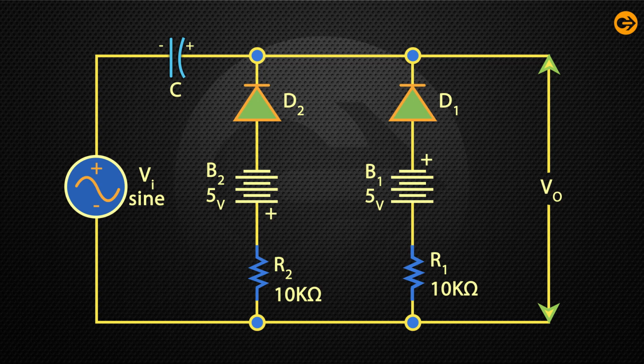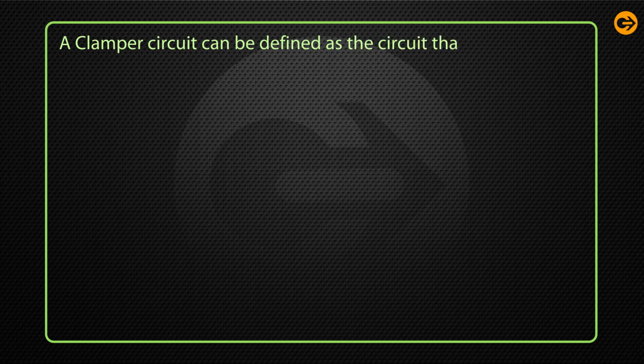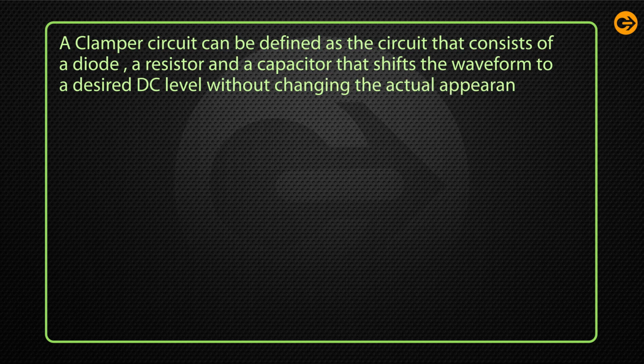Here we can see that a clamper circuit comprises storage elements like capacitors. The simplest form of clamper circuit can consist of a capacitor, a resistor, a diode, and a DC battery if needed. Now let us look at the definition of a clamper. A clamper circuit can be defined as the circuit that consists of a diode, a resistor, and a capacitor that shifts the waveform to a desired DC level without changing the actual appearance of the AC signal.